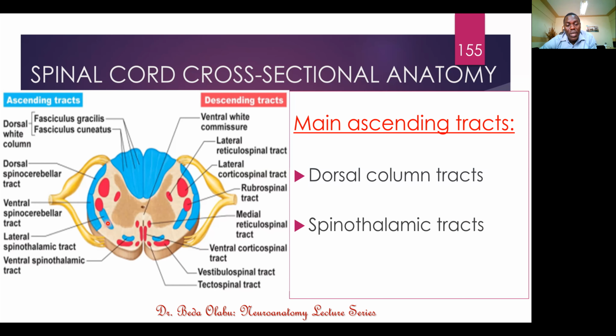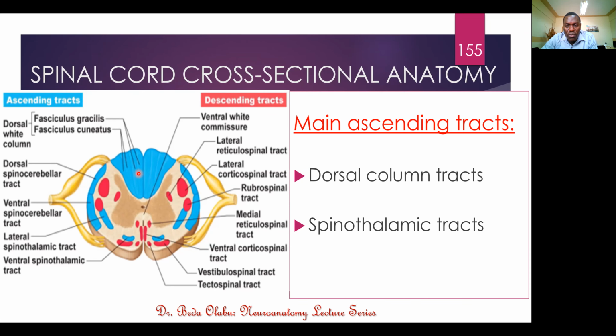These are second-order sensory neurons that carry the following sensations: pain, temperature, crude touch, and pressure. Pain, temperature, crude touch, and pressure. Those sensations are carried via the spinothalamic tract. They are second-order sensory neurons. I forgot to tell you that the dorsal column tracts are first-order sensory neurons.